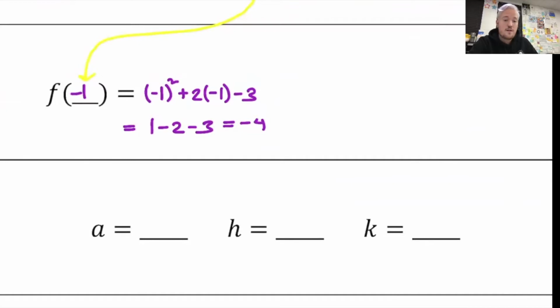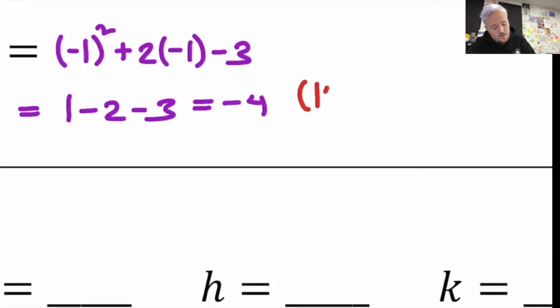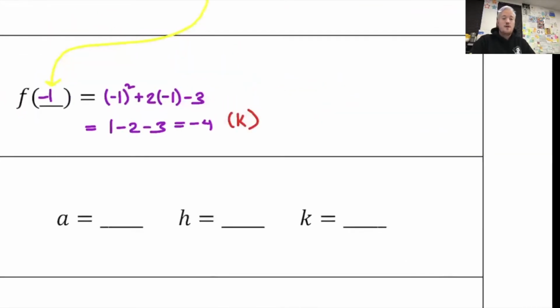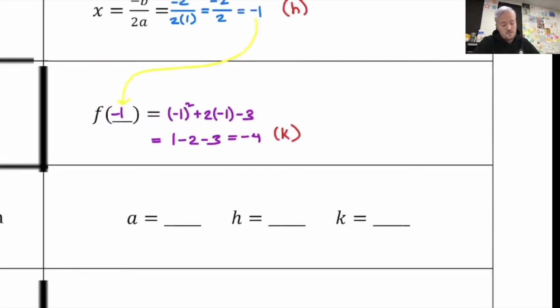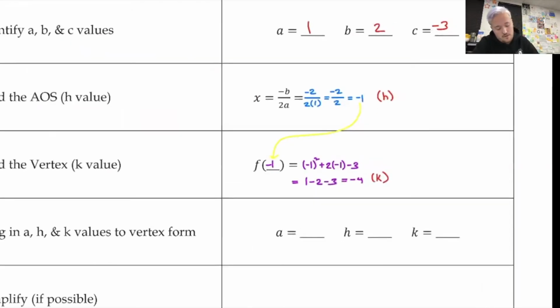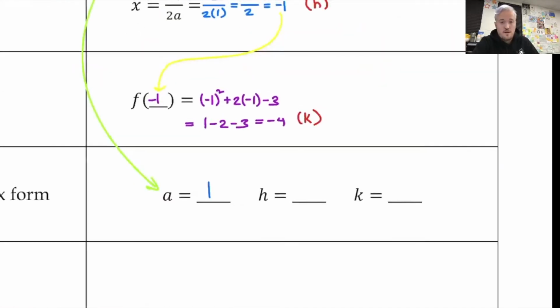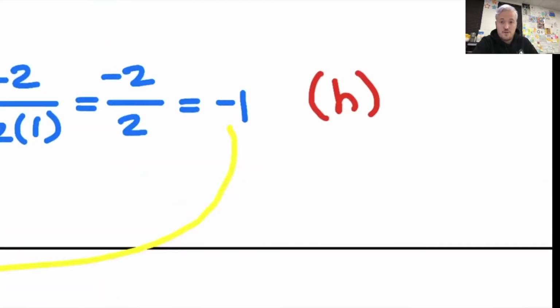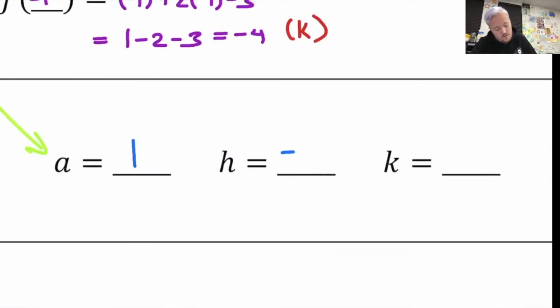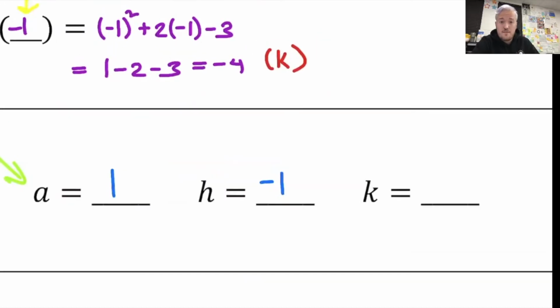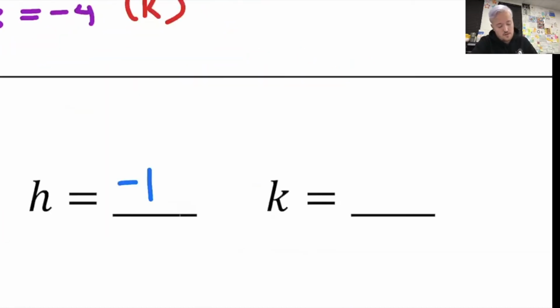All right, so now we want to find the a, h, and k values. What we just found up here is your k value. Your a value is going to just come from your original a value, so we're just bringing it down. So we have an a value of 1. And then your h value, which is our AOS right here, is -1. And then the k value, which we found in step 3, is -4.